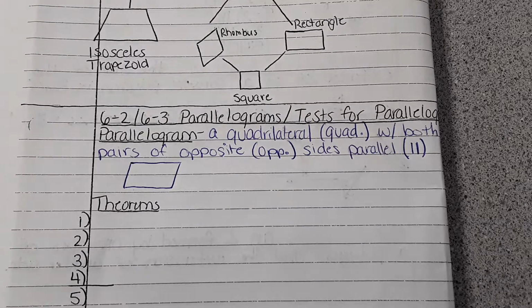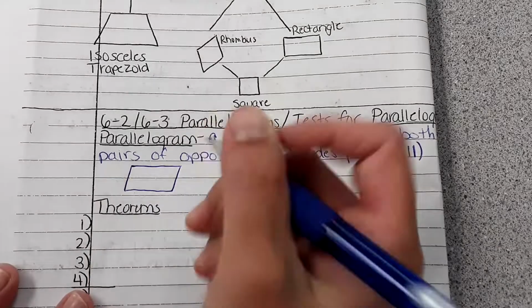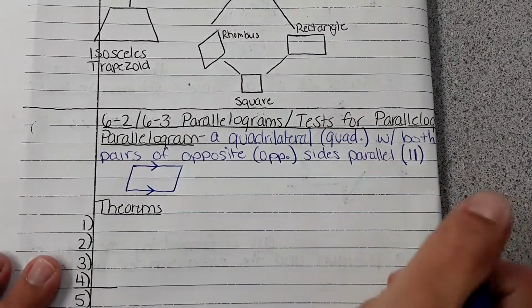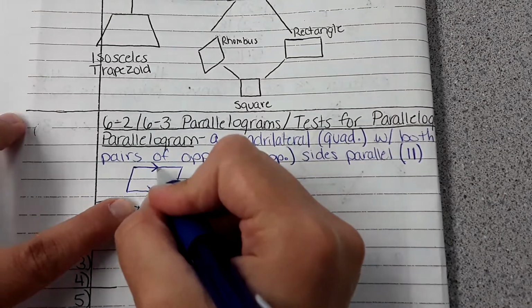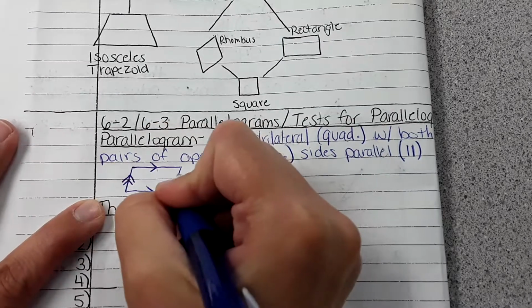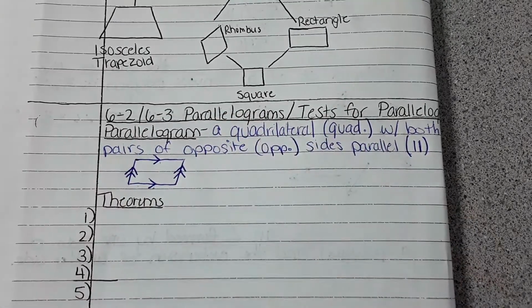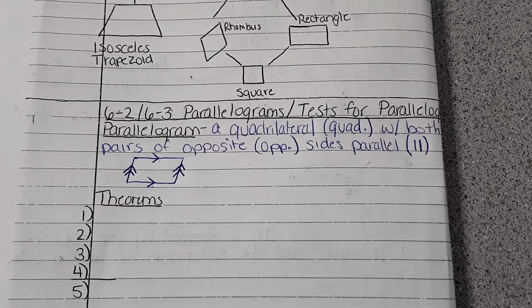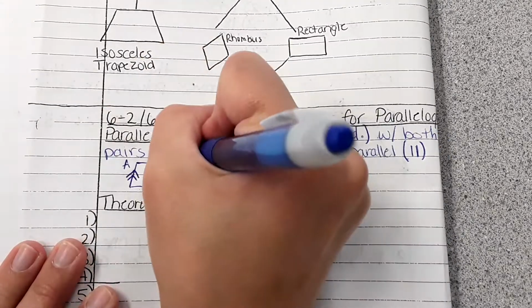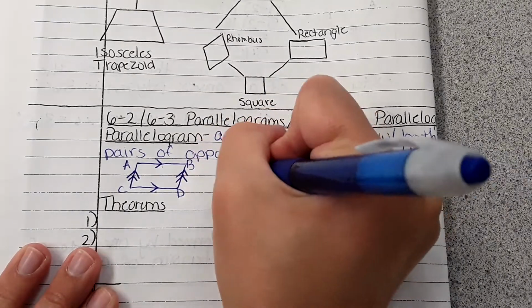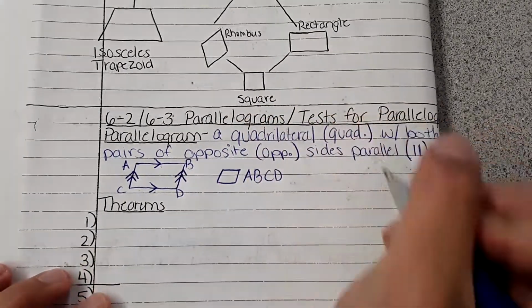What does that mean? Well, it means that the opposite sides are parallel. So this side is parallel to this one. And that's what these little arrows mean, is if it has the matching number of arrows, those are parallel. And then this side is parallel to this one. If we were to name this parallelogram, we would say that this is parallelogram ABCD.